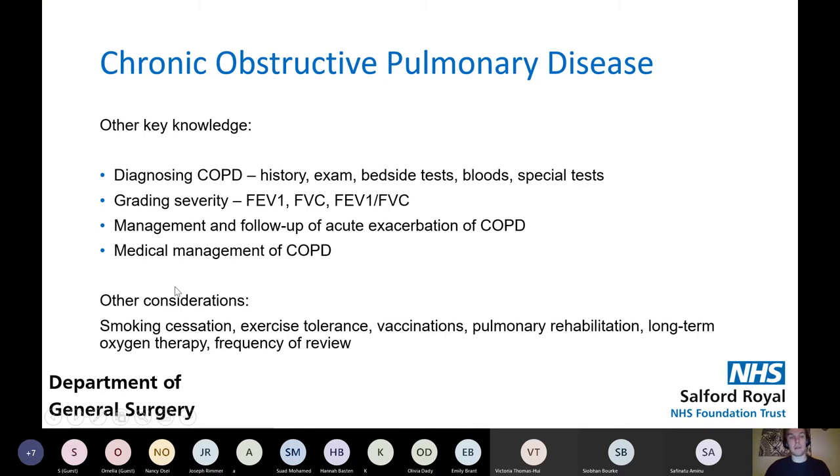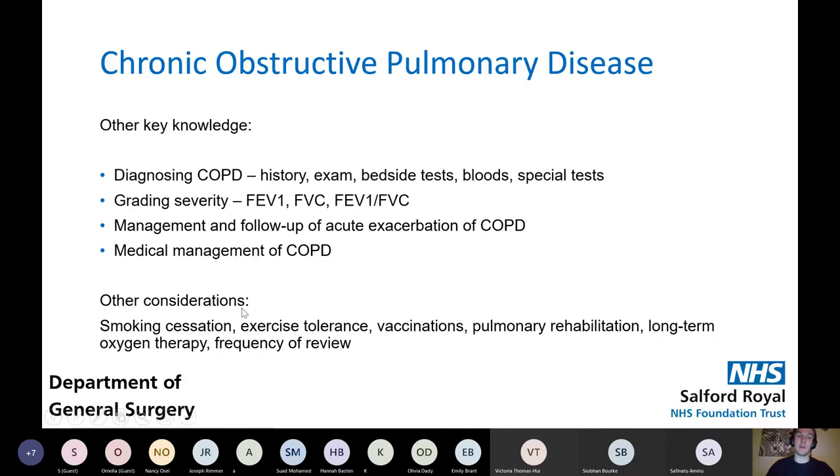Have an awareness of some of the indications for long-term oxygen therapy, because that's for really advanced COPD. Certain blood pHs are an indication. So if somebody has a pH, I think, of less than 7.2, then they would qualify for long-term oxygen therapy.